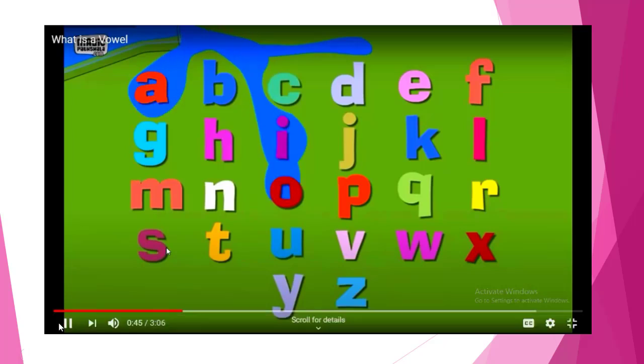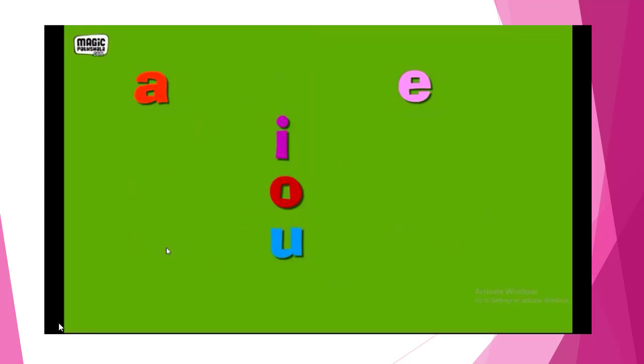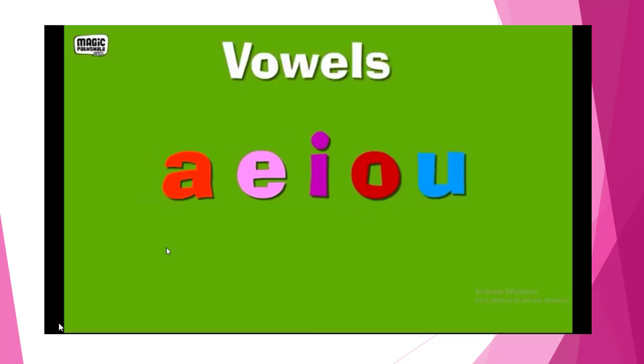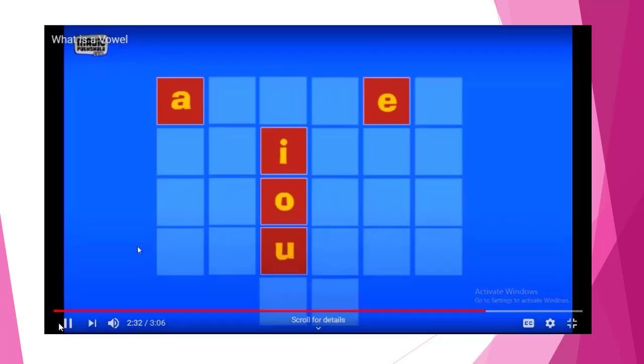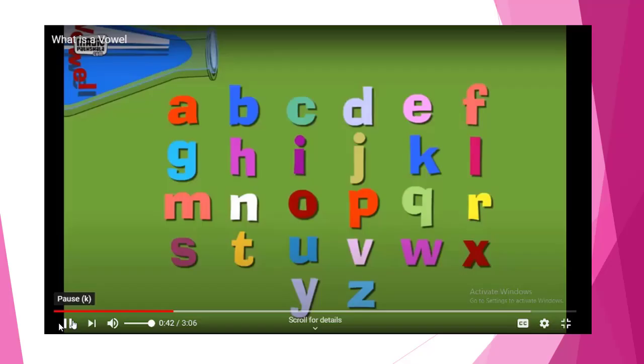Okay, you all have learned that A, E, I, O, U are vowels. A, E, I, O, U are vowels, and all the remaining letters, they are consonants.